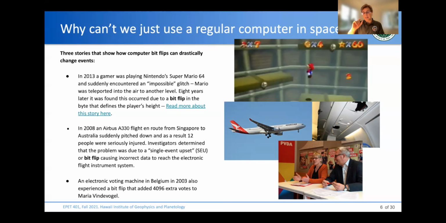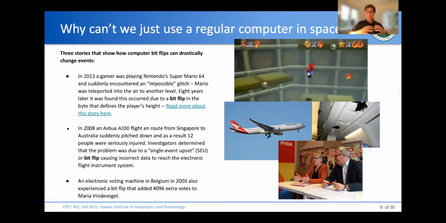4,096 is actually a number that is an exponent of 2, 2 to the power of 13. That was another reason why it was easier to identify what the glitch was, because that bit flip had basically added this number of votes. So this happens in space. This is all caused because of cosmic radiation and other radiation effects in space.